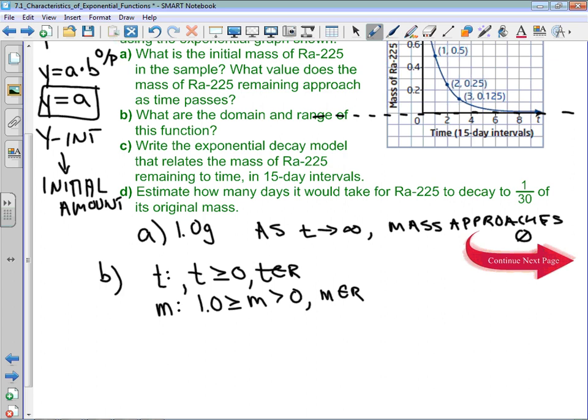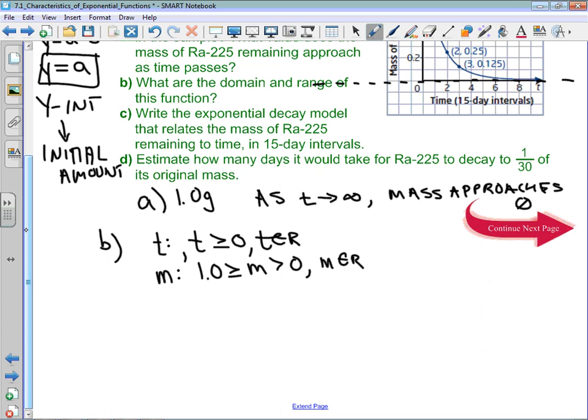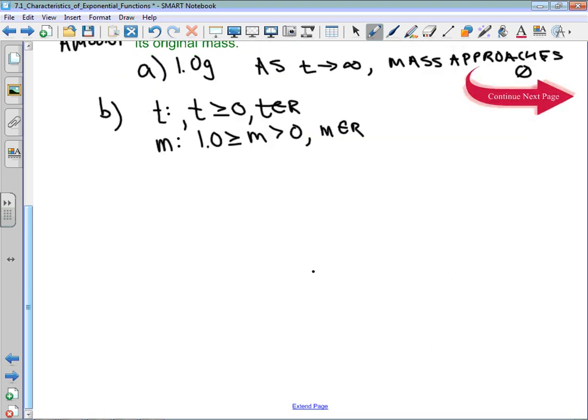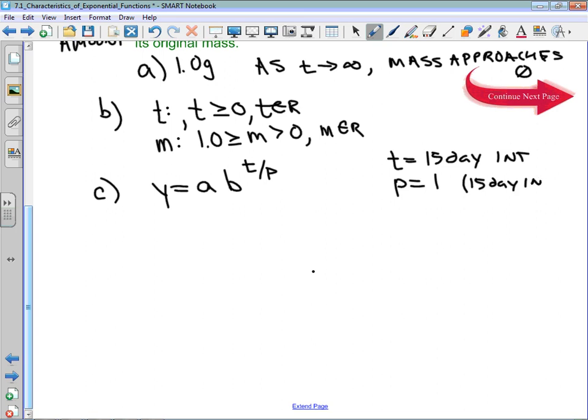All right, C wants us to write the exponential decay model that relates the mass of radium-225 to time in 15-day intervals. I do not like doing this, but because t is in 15-day intervals, when I put that into my general form, the amount of time for half to decay is a 15-day interval. So if t is equal to 15-day intervals, then p is equal to 1, and I'm going to write beside it 1 15-day interval. That's a really important consideration, because there's actually 2 ways of presenting this formula, and I want to talk about both.